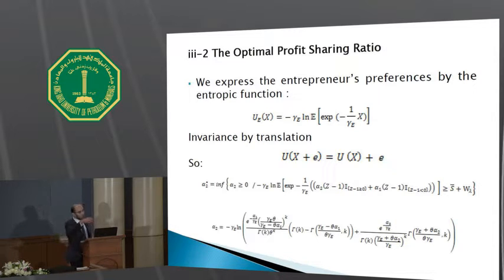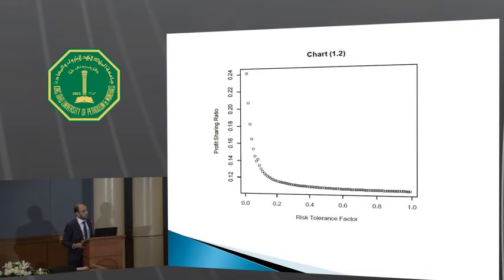I take values for all independent variables, and I calculate one or several values of the sharing ratio. I do it as a function of the risk tolerance of the entrepreneur, and I can get several values of alpha 2, the profit sharing ratio.